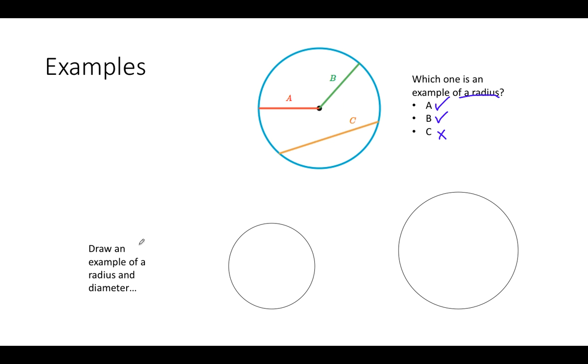So if we draw an example of a radius and a diameter, let's do radius. Let's assume that this is right in the middle. This can be r. And let's do that again. This can be r, the radius. And then if we were to do the diameter, we could go like this. I'm just trying to represent it. This is D. The whole line would be diameter.